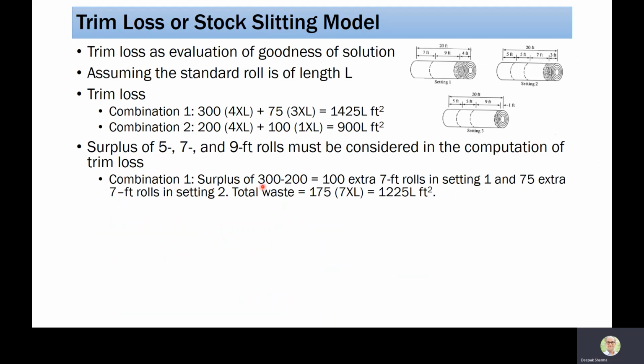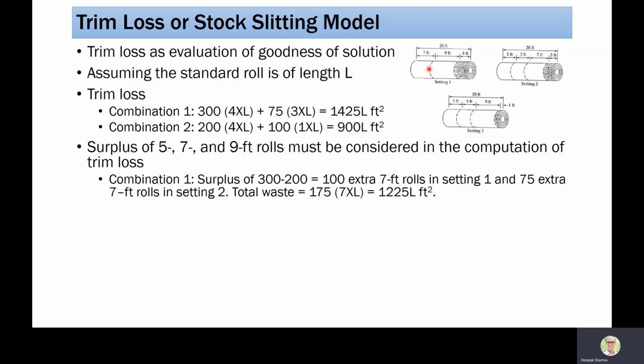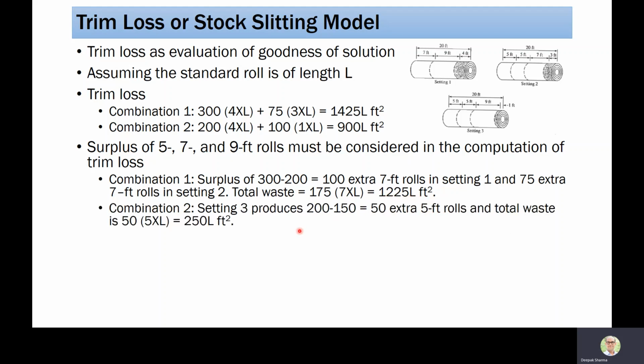Now if we look at the 7 feet, the requirement is 200. But setting 1 says that I'm going to use 300 units, meaning 300 minus 200. So 100 is extra for 7 feet. Similarly, if we take setting 2, then we have 75 extra of 7 feet in setting 2. So the total wastage is 100 plus 75, 175 into 7 into L. So 1225 L feet square.